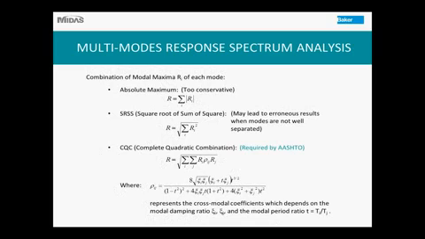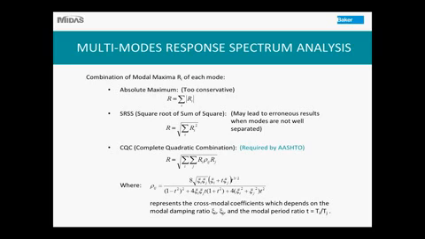So once you get the modal response for each modal maxima, Ri, you need to combine the results from different modes. This is what we call the modal superposition. For the combination of the modal maxima, there are three major methods right now. First is the absolute maximum, where you just add up the absolute value of the maximum from each mode. This way is too conservative.